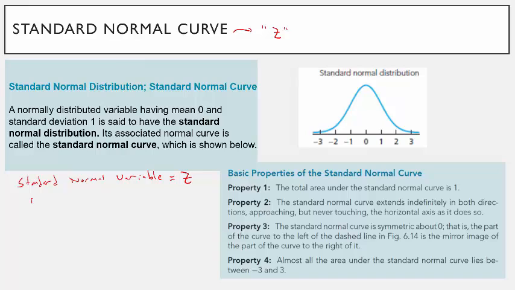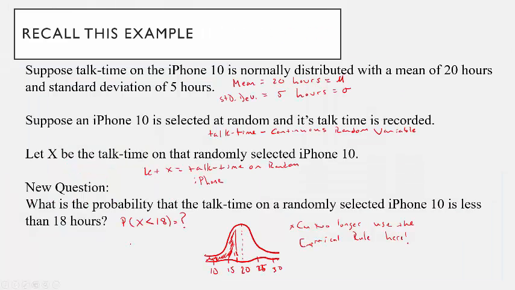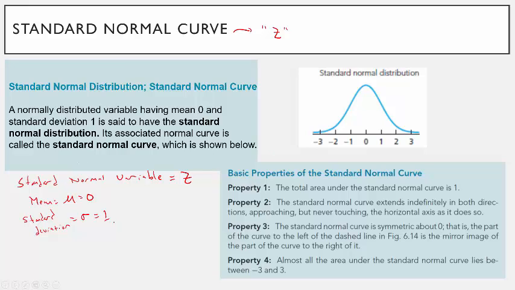What it has is a mean equal to 0, that's awesome, and a standard deviation sigma equal to 1. So unlike the previous example where the mean was 20 and standard deviation was 5, this one has a mean of 0 and standard deviation of 1. Its associated normal curve, when you draw something with a mean of 0 and standard deviation 1, is called the standard normal curve, which is shown right over here.